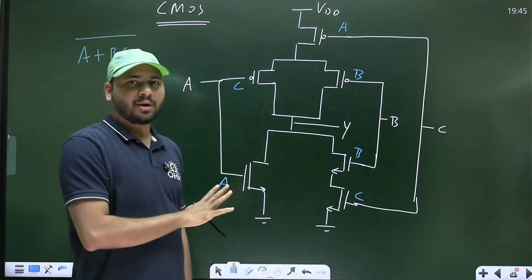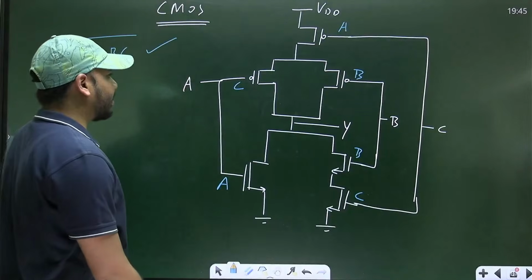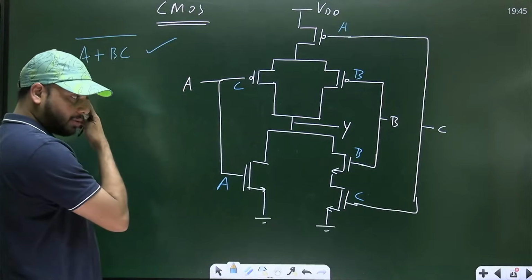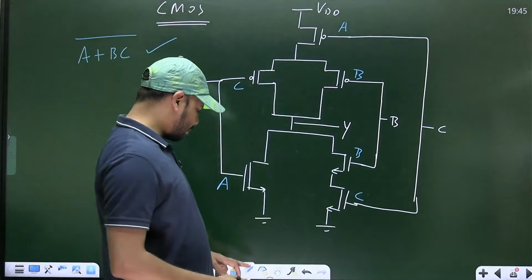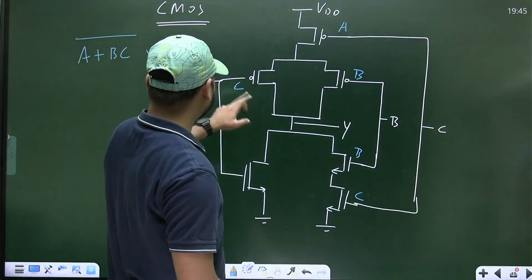If this was the given circuit, then immediately you can say the logic function will be A plus BC whole bar. But this is not the given circuit. It is in white color, okay? I'll just clear this off.